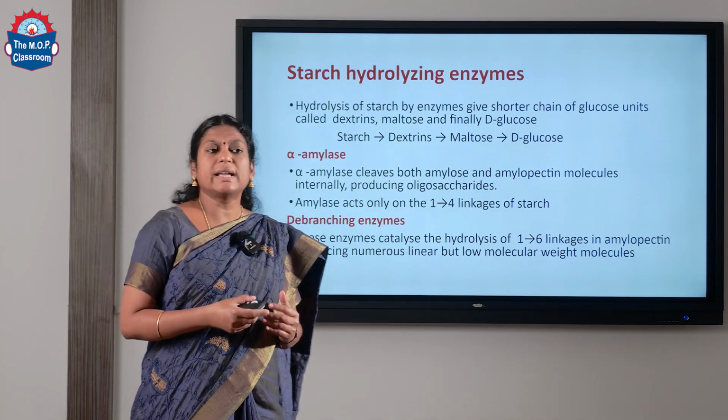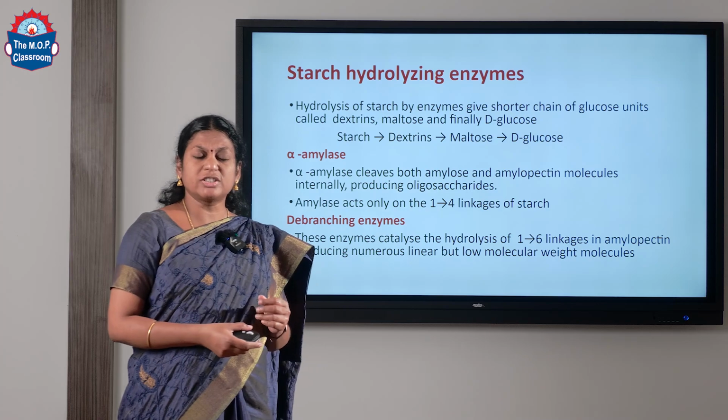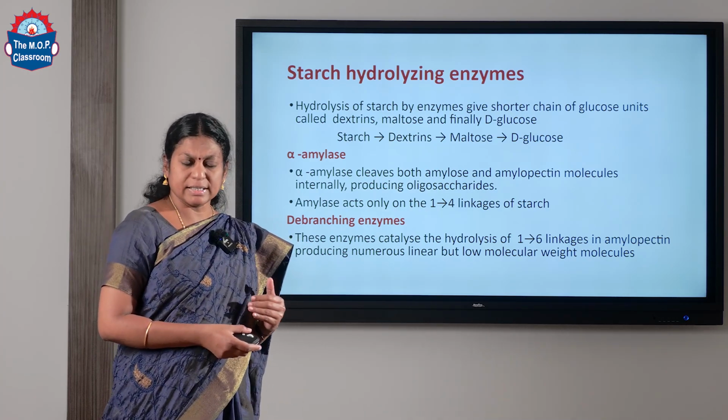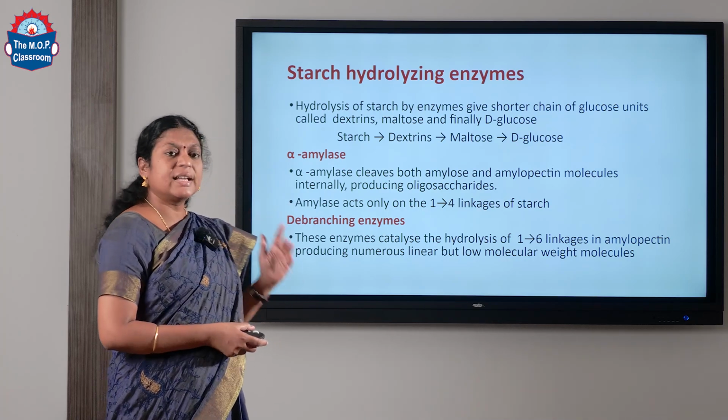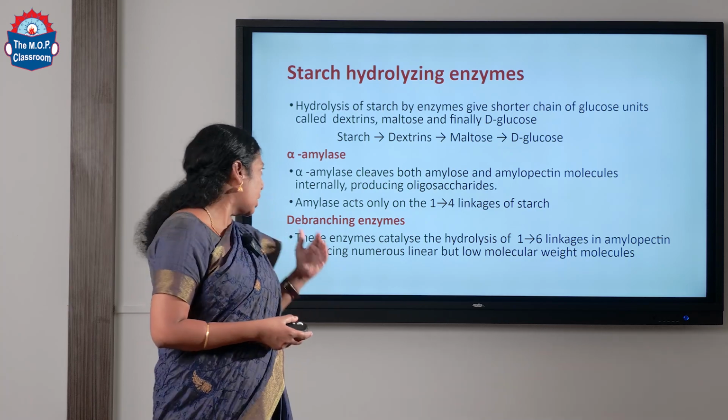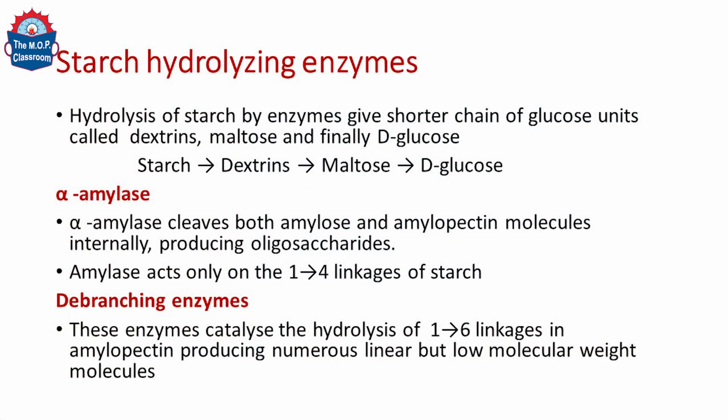Now when you look into the enzymes which can hydrolyze starch, there are two important enzymes. One is alpha amylase and the other is the debranching enzymes. This alpha amylase can act on the 1,4 linkages and break the starch into smaller components. Debranching enzymes can break the alpha 1,6 linkages.